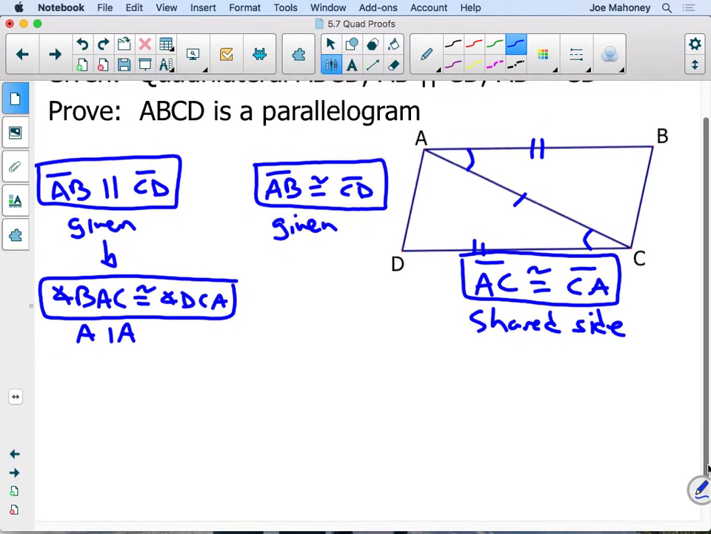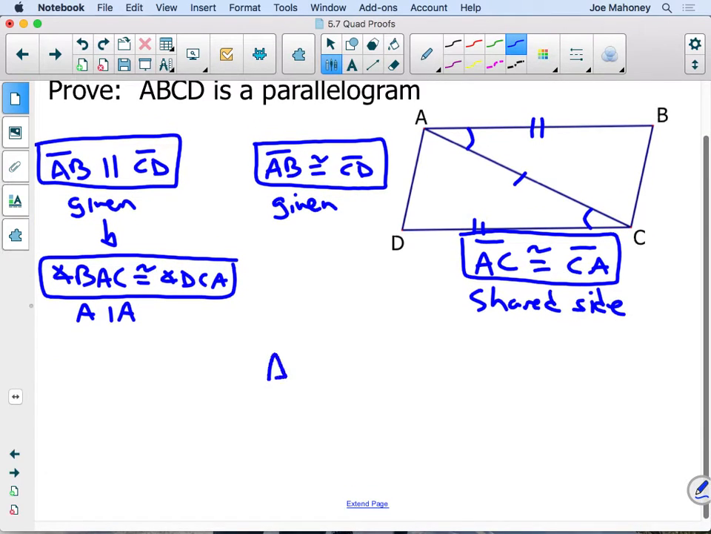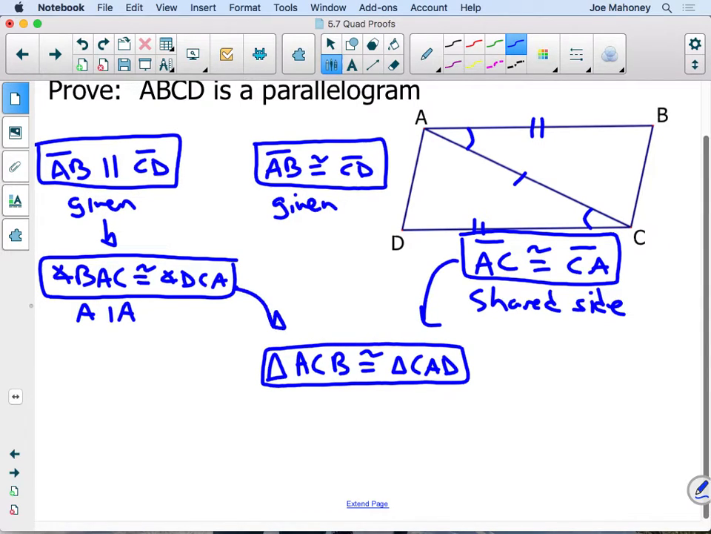So we'll get these 3 coming together now. So triangle AB, or we'll do ACB, congruent to triangle. If we do ACB, we got to go CAD, right? And that's by side, angle, side.